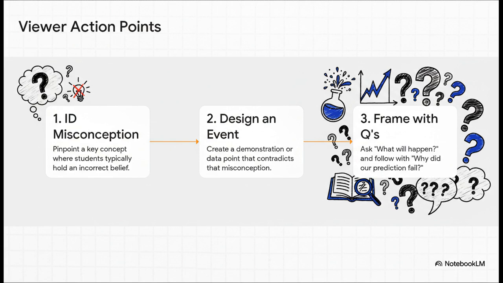And listen, this does not have to be a big production. It could be a shocking statistic, a simple demo with a weird result, anything that directly contradicts what they think they know. And then step 3, the most important part, frame it with questions. Don't you dare give them the answer. Start with, okay, everyone, what do you think is going to happen? And after it happens, your only follow-up should be, so why did our prediction fail? Let them do the heavy lifting.